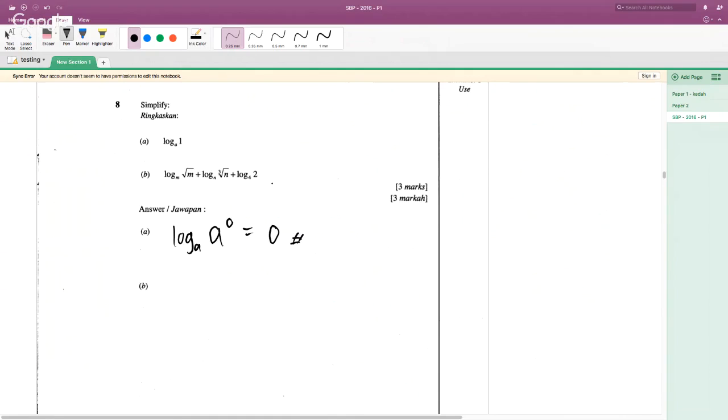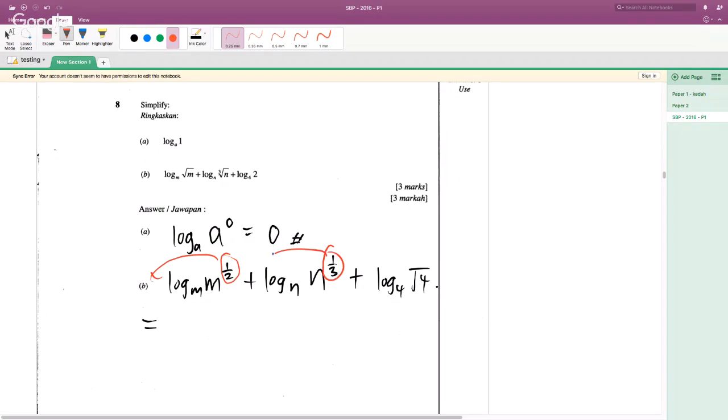All right, so for the second one, we need to simplify. I know this is log m power half, because square root is power half, plus log n cube root, basically is power 1 over 3, plus, okay, this one, if I want to do fast, I know basically 2 actually is square root 4. All right, then the next thing is, what I will do is I will move the power in front, and move the power in front, and then this one is basically power half. That's why I move the power in front also.